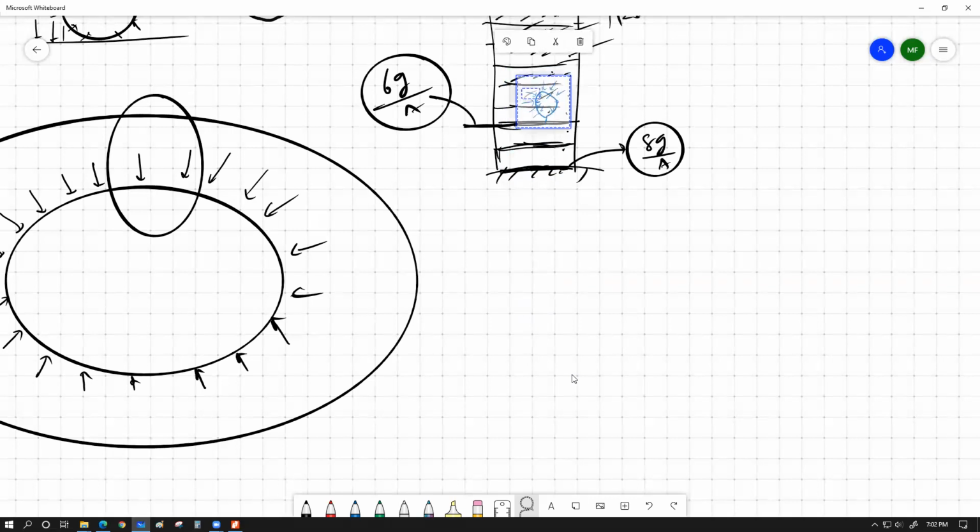Can I make it bigger? I cannot make it bigger. Plus, okay, I simply cannot do this over here. So the whole point of copying was actually wrong.